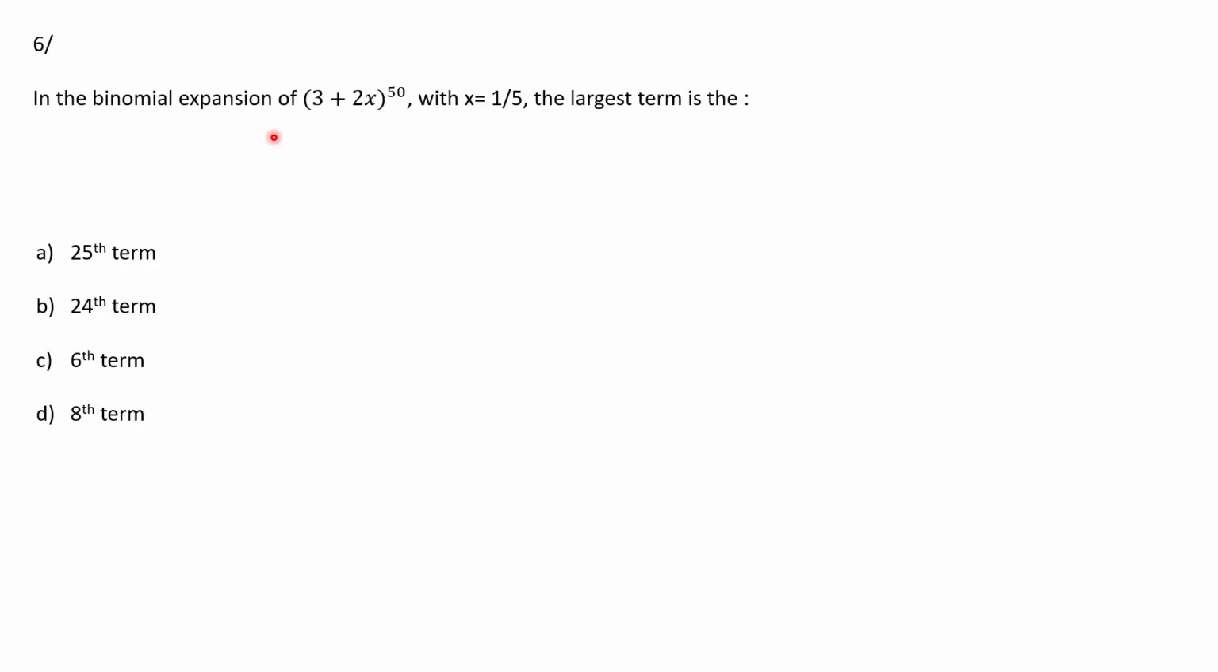Then, in the binomial expansion of 3 plus 2x to the power 50 with x equals 1 by 5, the largest term is the, तो जब हम इसको expand करेंगे तो एक term आएगा फर्स्ट सेकंड थर्ड फोर्थ करके, तो वो कौन सी term होगी जिसकी वैल्यू सबसे ज़्यादा होगी. Okay, so here the options are 25th, 24th, 6th and 8th. So let's read the solution.